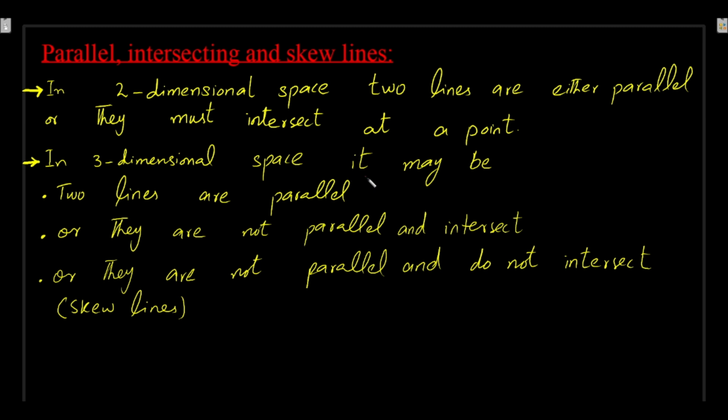But in three-dimensional space, we have another case. Two lines may be, number one, parallel, or number two, not parallel and they intersect, or they are not parallel and do not intersect. In three-dimensional space, lines which are neither parallel nor intersecting are called skew lines.